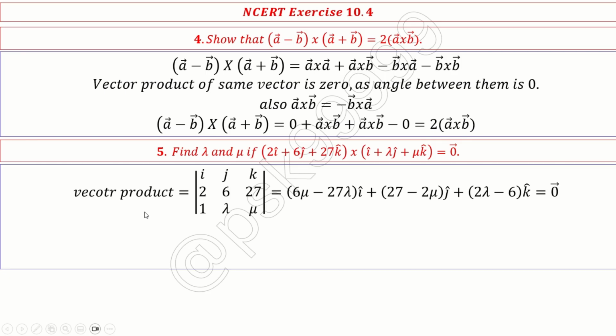Now find lambda and mu if this cross product is equal to null vector. So simple, expand it, write the matrix form. Expand it, you will get three terms, right? Each term should be 0. Simple one, you take 27 minus 2 mu equal to 0, 2 lambda minus 6 equal to 0. You will get lambda and mu values. That's all. Next.